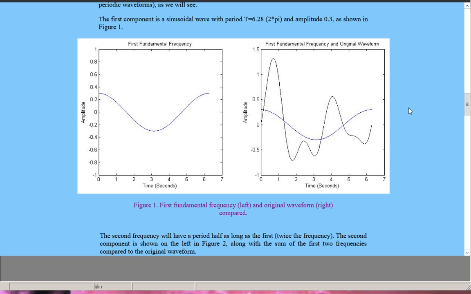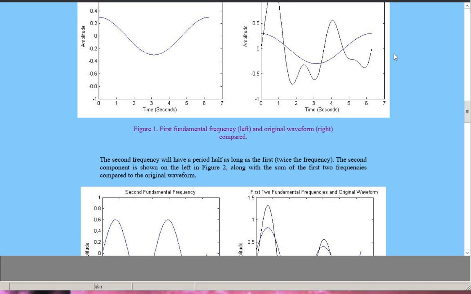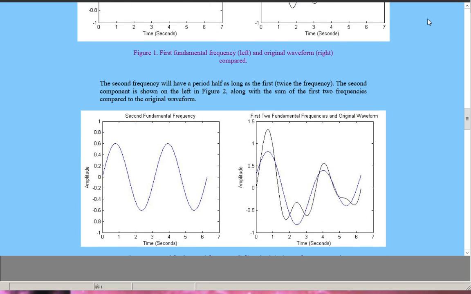The first fundamental component is a sine wave with period of 2 pi and amplitude of 0.3 as shown. The second frequency will have a period half as long, twice the first frequency.